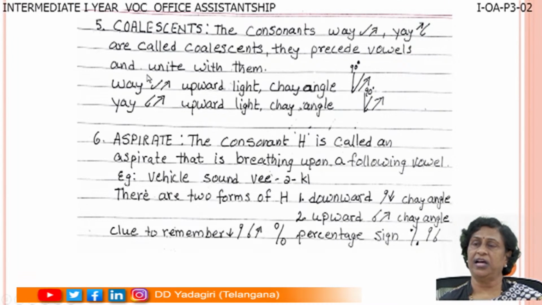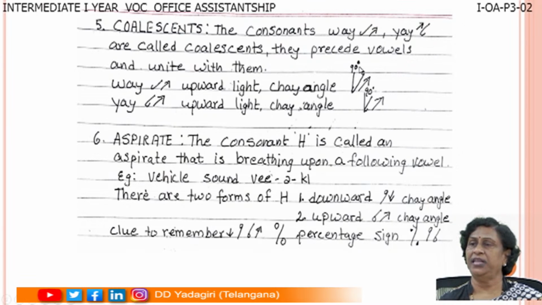And the next classification is coalescents. The consonants way and ye, W and Y, are called coalescents. The nature of these coalescents is that they just unite with other consonants, whereas liquids blend with other consonants to form double consonants. But the coalescents are just uniting with the other consonants. Followed? And how it is to be written, we'll just have a look here.